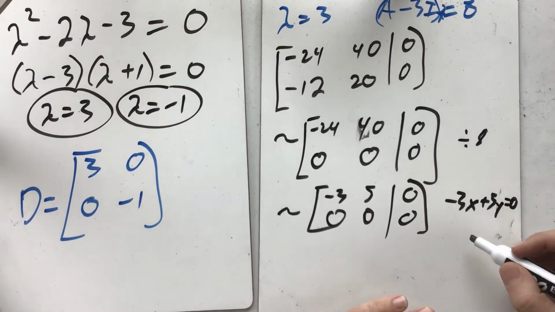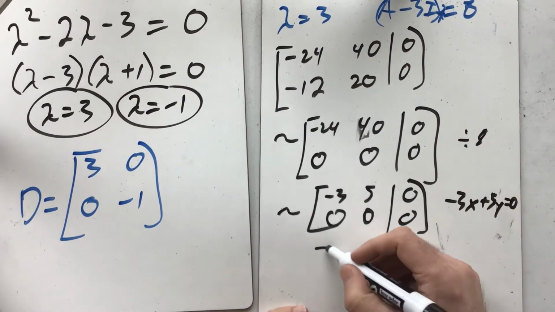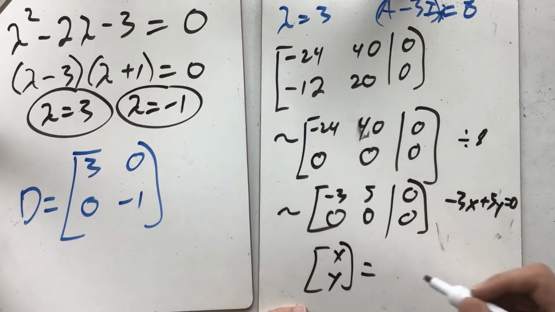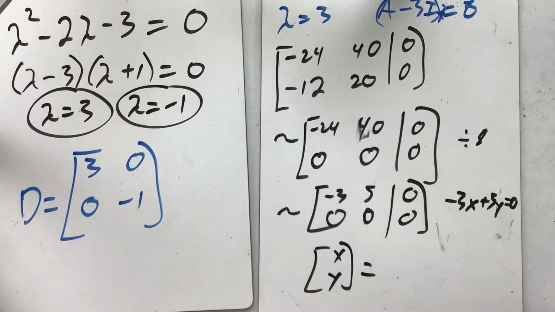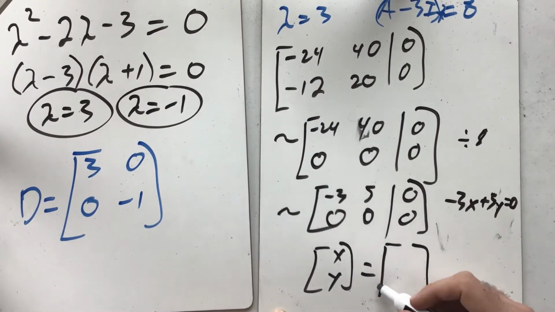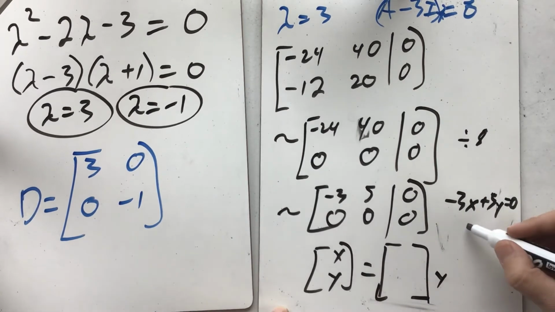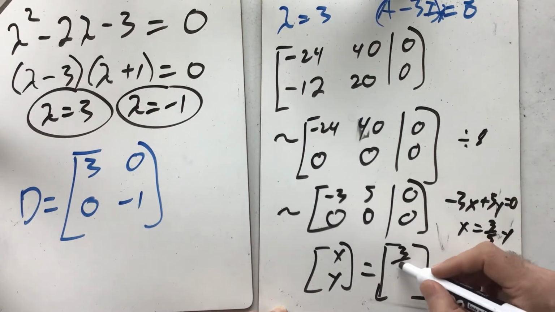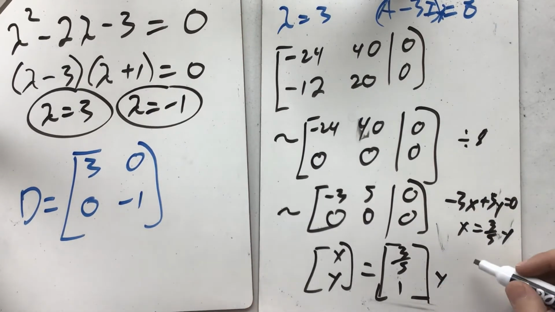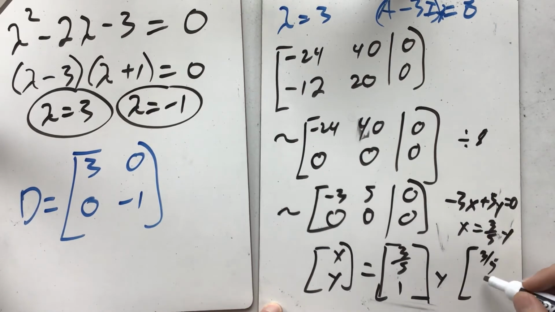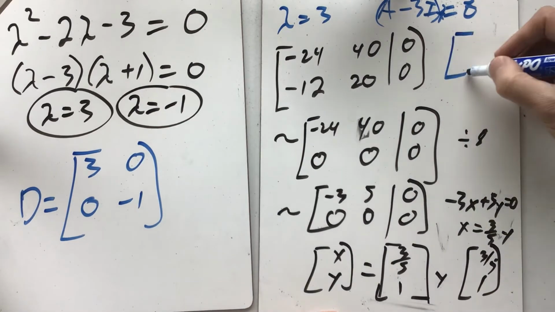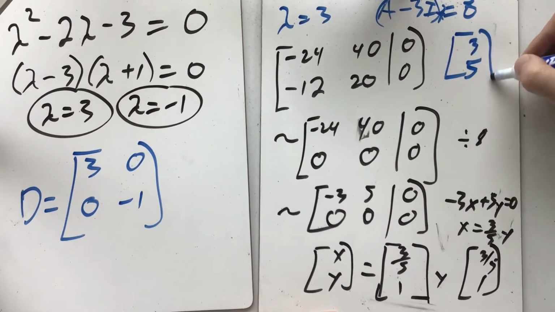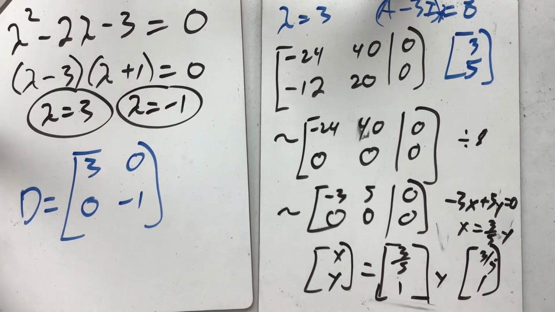If I wanted, I could now write my solution. I have to let one of them be my free variable. Let's let the y be the free variable. And so then x equals 3/5 y. So my eigenvector could be 3/5 and 1. Or I could choose to make my eigenvector 3 and 5. So I could make it positive 3 and positive 5.